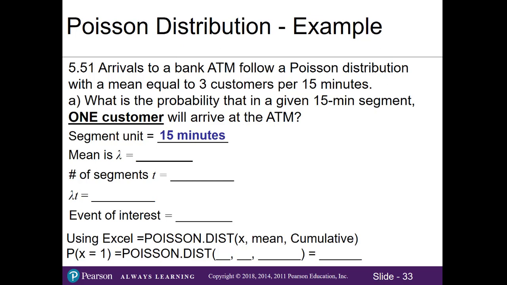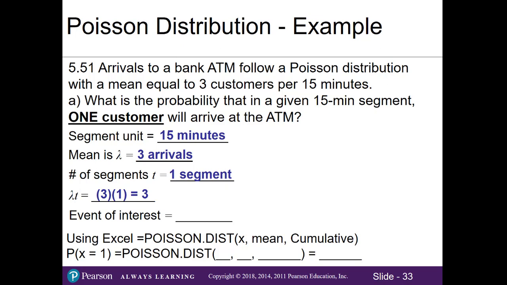The mean, or the lambda that we're given in the first part of the question, says 3 arrivals or 3 customers come to this ATM. So for our number of segments, that's given to us in part A, specifically in a given 15-minute segment, so only in one segment. We next have to find our lambda t, so I'm going to take my lambda of 3 times my t of 1, and that gives me lambda t of 3. This is the mean that we're going to use for Excel. So it can be a little bit confusing because we have the mean in our story, which is our lambda, but we also have our lambda t, which is the mean used for Excel.